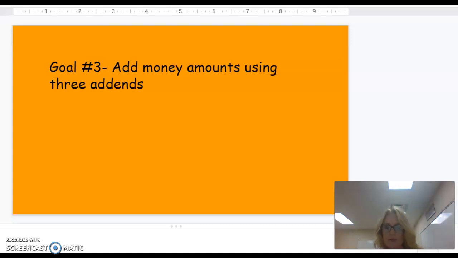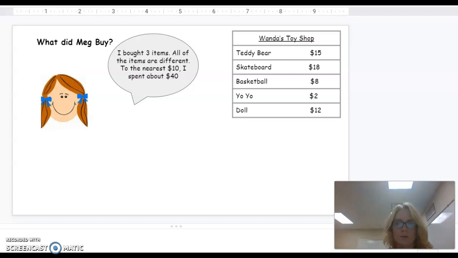Okay, let's get to the next one. Okay, the first thing you'll want to look at is the items. At the top, there is a title right here for the store or the place you are purchasing items from. For example, this one is Wanda's Toy Shop. You will see you could purchase a teddy bear for $15, a skateboard for $18, a basketball for $8, a yo-yo for $2, or a doll for $12.